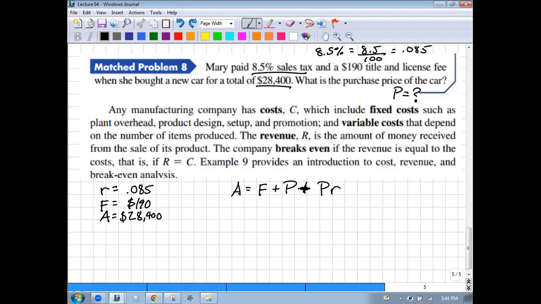Well, P is showing up two places here. So we could rewrite this. One thing we could do is get this F out of the way. If we subtract F from both sides, we get A minus F is equal to P plus PR. What we're going to do is factor out the P. P plus PR, right? P is really P times 1, so you have a P times a 1 and a P times an R. This is P times (1 plus R).